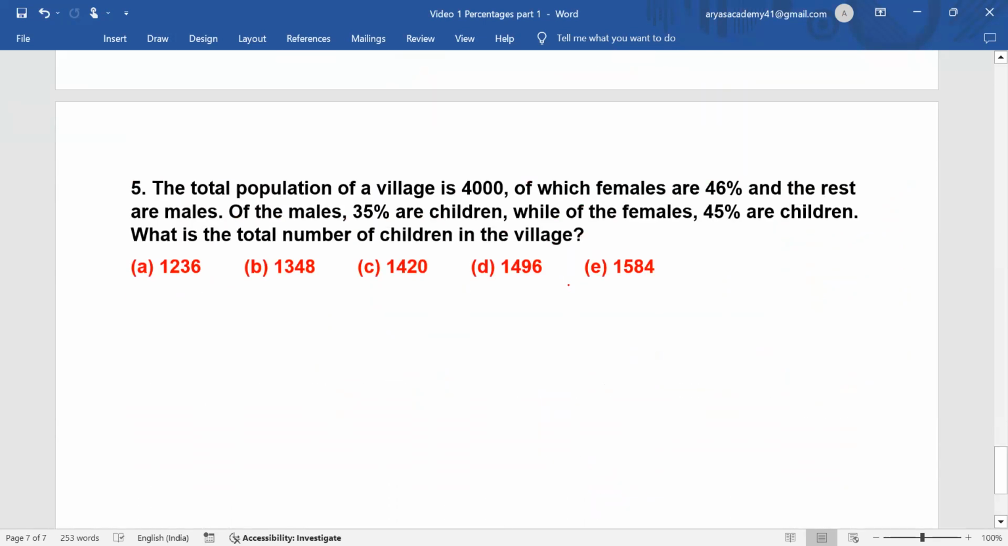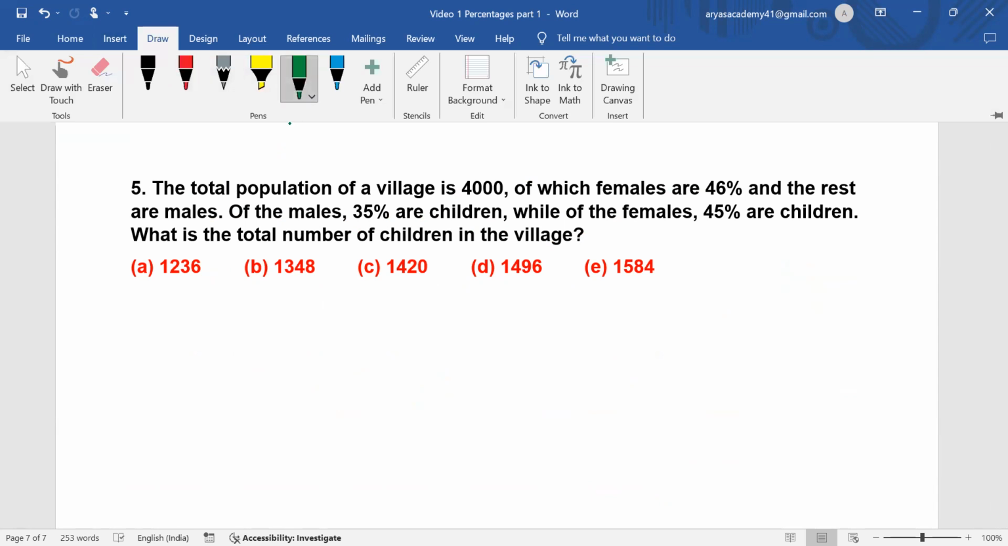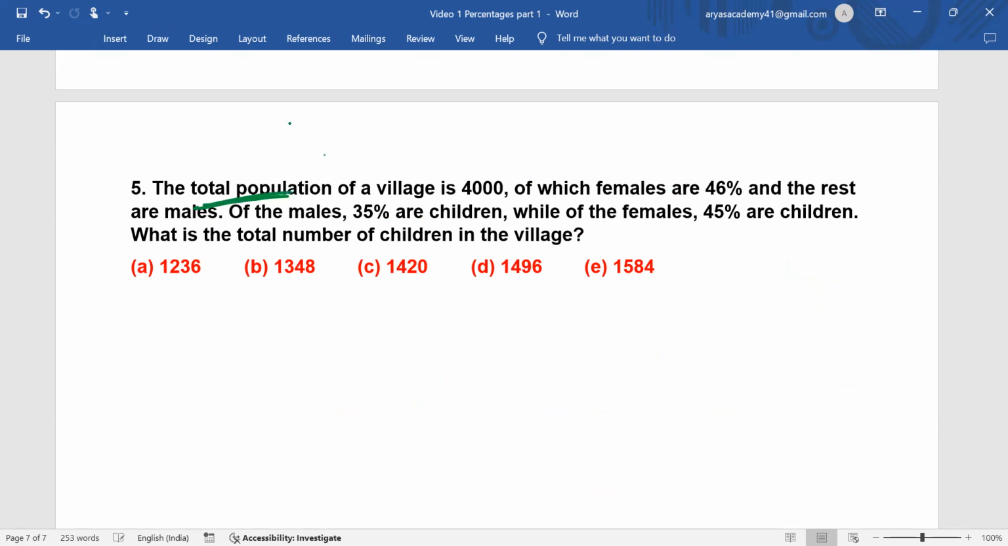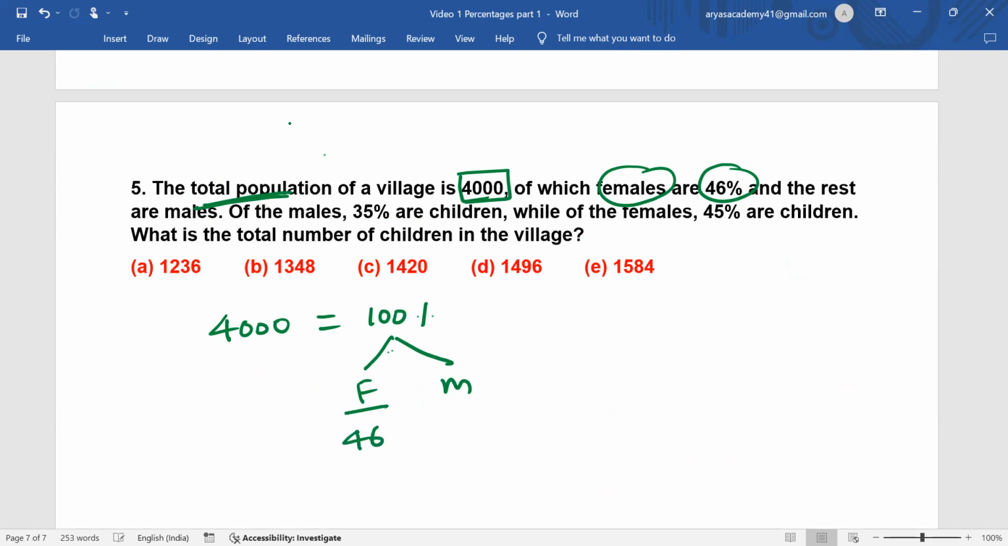Now I'm moving on to the last question of this video, the 5th question. Look at this question. First, try to understand the question. The total population of a village is how much? 4,000. It is very clearly mentioned. The total population of the village is 4,000. That is equal to 100%, right? Of which females are 46%. So this has been categorized into females and males, and they have clearly mentioned that females are 46%.